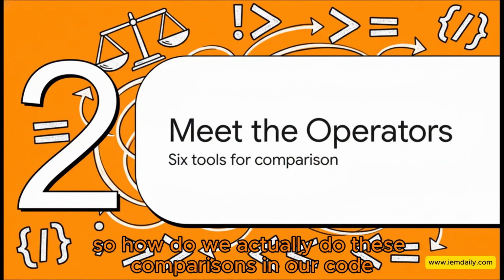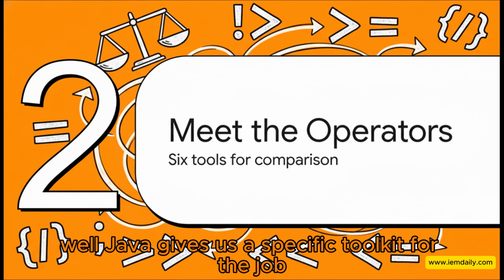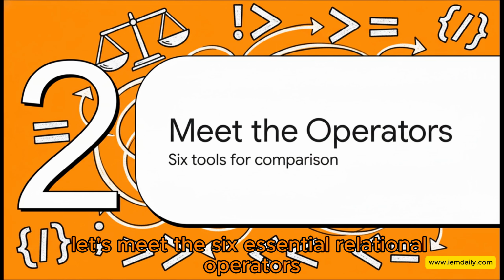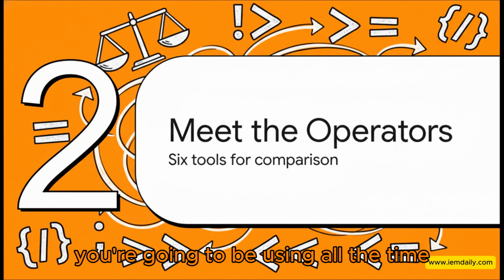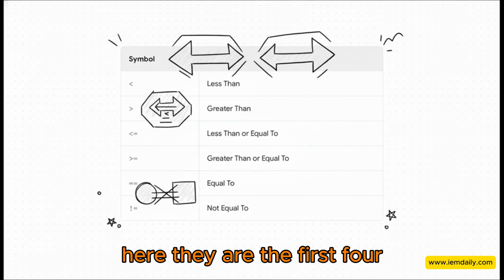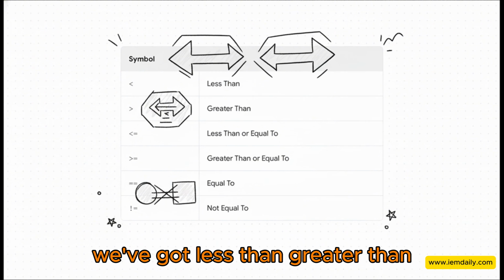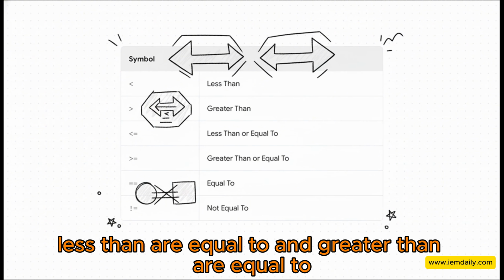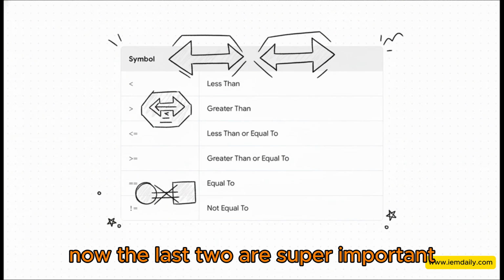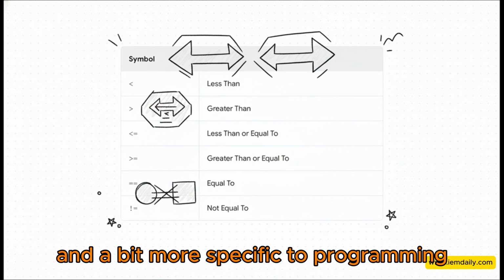So how do we actually do these comparisons in our code? Well, Java gives us a specific toolkit for the job. Let's meet the 6 essential relational operators you're going to be using all the time. Here they are. The first 4 probably look pretty familiar from math class, right? We've got less than, greater than, less than or equal to, and greater than or equal to.